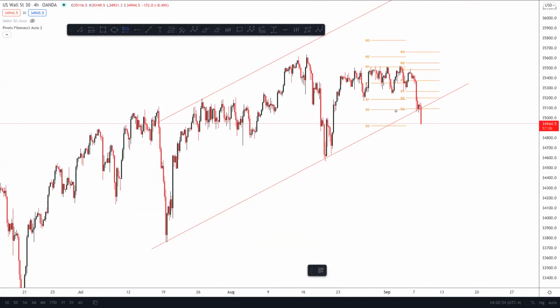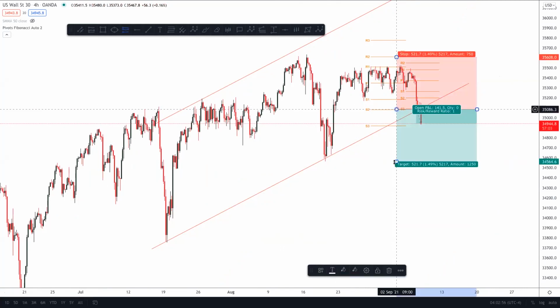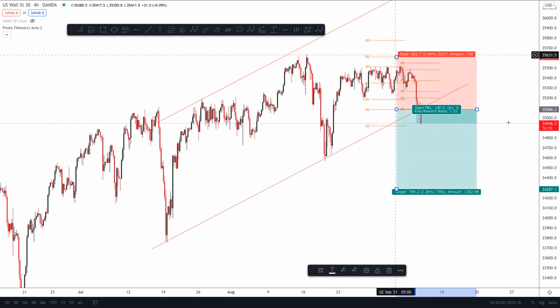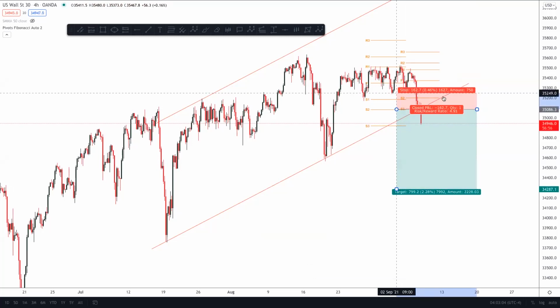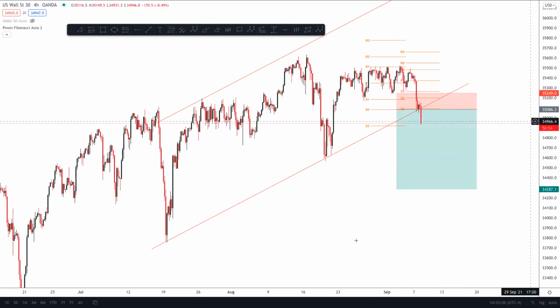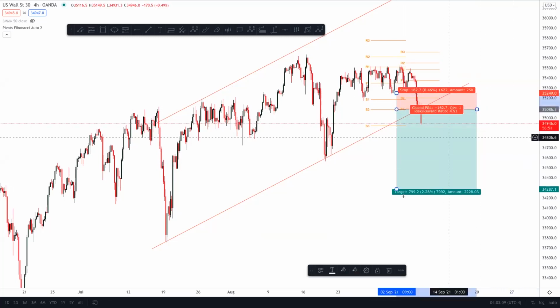I'm waiting for this market to come back at least for a retest at the 35,000 level, which I think will, and then I'll be short all the way to about 34,300 with my stops coming in just above the 35,000, probably 35,250. A risk reward of again about 1:5 on this market. So that's my outlook on the Dow.